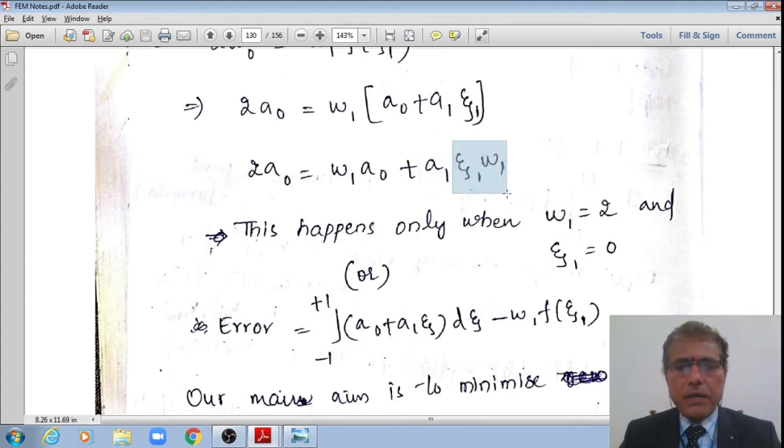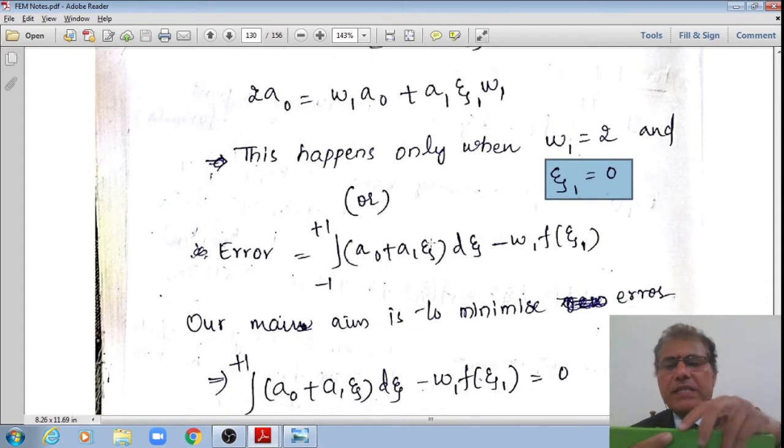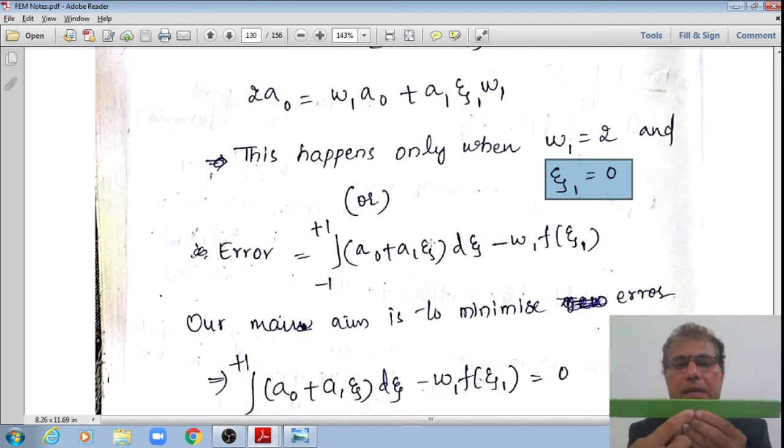Similarly, a1 is not there on the left hand side. Therefore, xi1 multiplied by w1 must be equal to 0. But already we decided from the first condition that w1 must be equal to 2, comparing LHS with RHS. Therefore, w1 cannot be 0. However, the product of w1 multiplied by xi1 must be equal to 0 from LHS to RHS, right? Therefore, we can say that xi1 must be equal to 0. Means the sampling point is at the CG of the given element. That is how, for a 1D 2 node or 1D 3 node element as appropriate, it is at the CG, right?